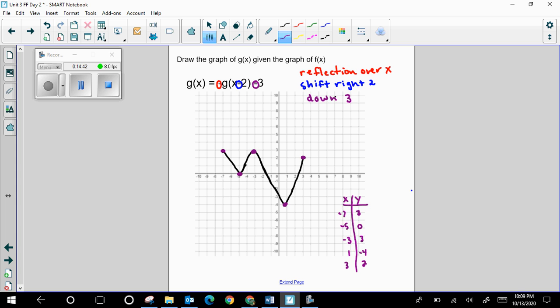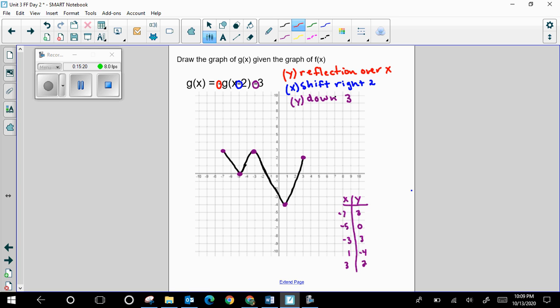Okay, so when I reflect these points, if I reflect over x, that's affecting the y value. If I shift to the right, that's affecting my x value. And if I shift up or down, this one I'm going down 3, that's affecting my y value. So what I'm going to do is take this chart right here and simply change my points. And I'm going to go in order, red, blue, purple.